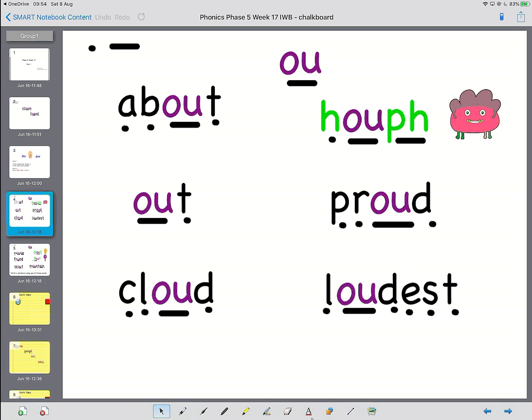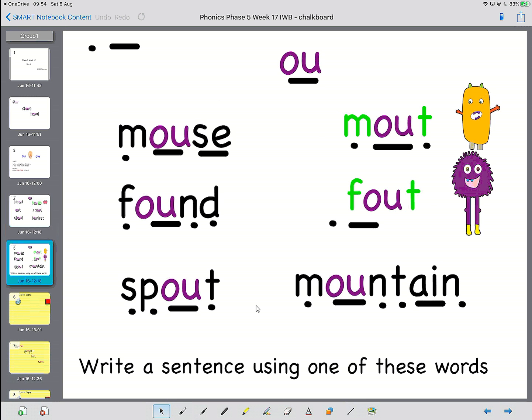You do this one. Proud. And you have a go at this one. L, ow, d, loud. Est, loudest. Okay, we've got some more. You do this one. Mouse. Next one. Found. Next one. S, p, out, spout. And two more aliens to meet. Give them a wave. M, ount, mount. And f, ount, fount. And last one. Mountain. So have a go at writing a sentence using one of those words.